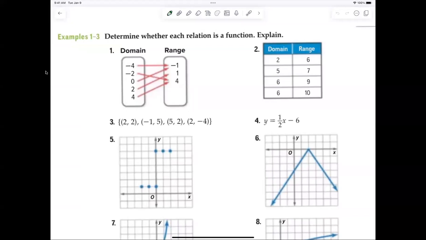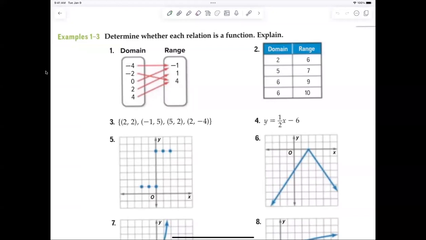Did I say anything about the y values? No. Can the y values repeat? Yes, because I didn't make any restrictions. All I know is that in order to be classified as a function, the x values must all be different. In other words, each x must be mapped to a single y. X must have a single y value.